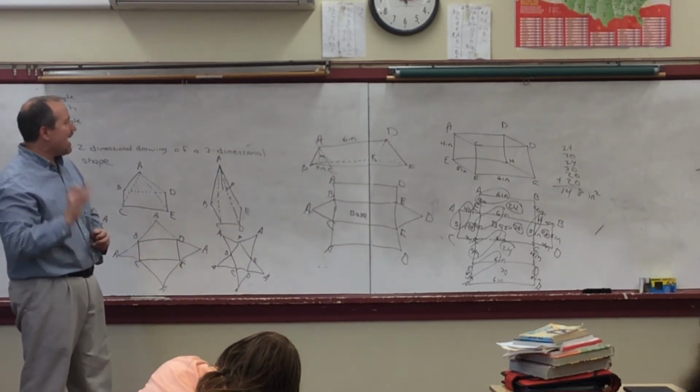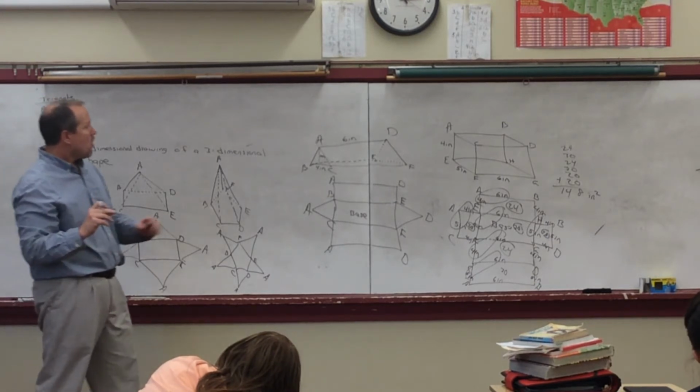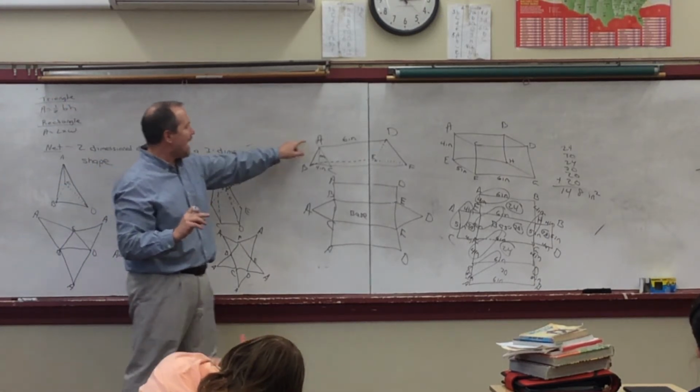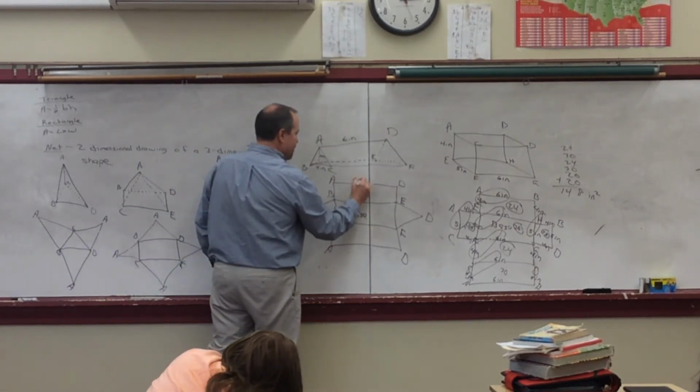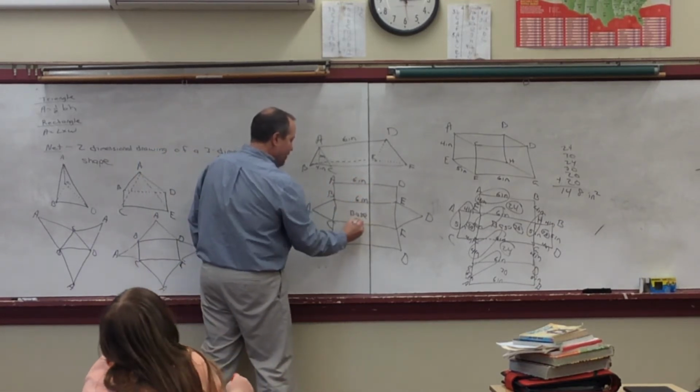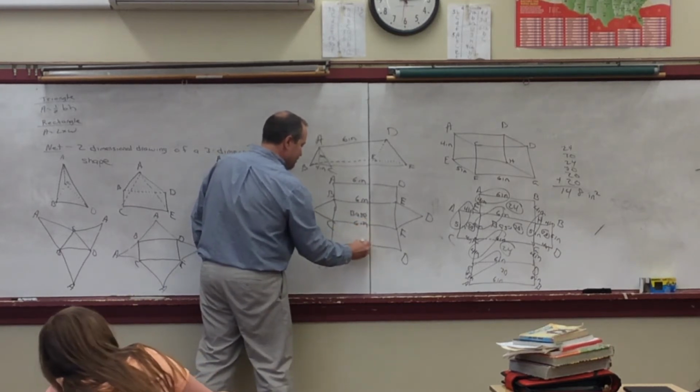Okay? Now, what do we know? We know that AD is 6 inches, right? So we find AD, 6 inches. That means that all of these are 6 inches. Agreed?